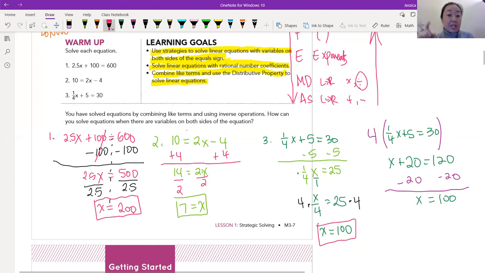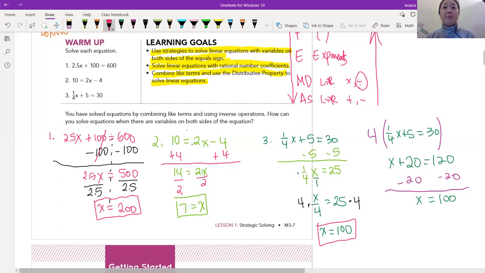And if you want to do a little quick check, 200 times 2.5 is what? Right, 500. And then add 100, that will give us 600. So this 200 is the only number that's going to satisfy this equation. There's no other number that will make this work, and it'll be equal to 600. No other number. If you could find another number, let me know.